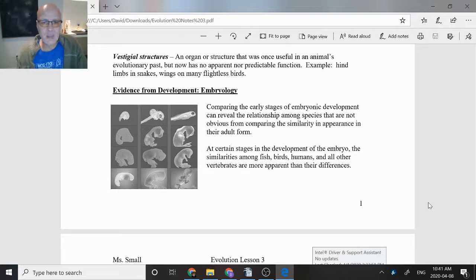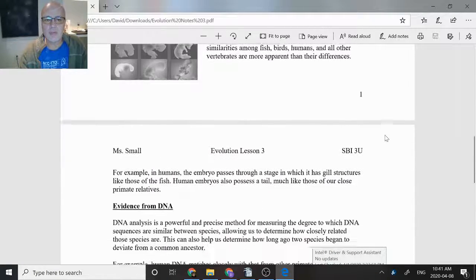That being said, look at the development of these embryos and how there are similar developments going from everything. For example, this is a human baby, but geez, don't we look like a chicken at a certain point in time? So, just a crazy bit of evidence that maybe we're more closely related than we might think.